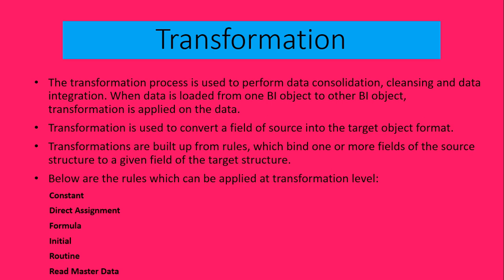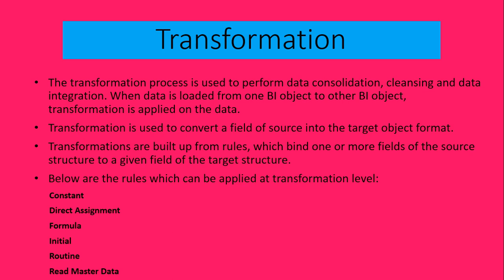Transformation. A transformation is used to perform data consolidation, cleansing, and data integration. When data is loaded from one BI object to another BI object, transformation is applied on the data. Transformation is used to convert a field of the source into the target object format. Transformations are built up from rules which bind one or more fields of the source structure to a given field of the target structure. Below are the rules which can be applied at transformation level: constant, direct assignment, formula, initial, routine, read master data.